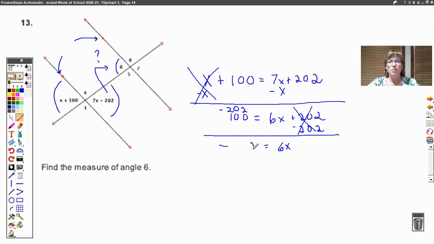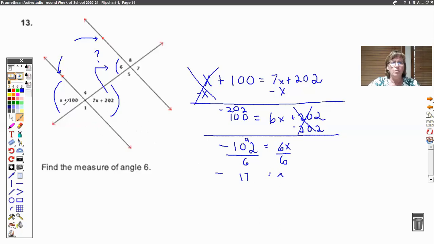2 minus 0 is 2. 0 minus 0 is 0. 2 minus 0 is 1. And then I just want to divide both sides by 6. And a positive divided by a negative is negative. And 6 goes into 10 one time with 4 left over. And 6 goes into 42 7 times. So we end up with x is negative 17.